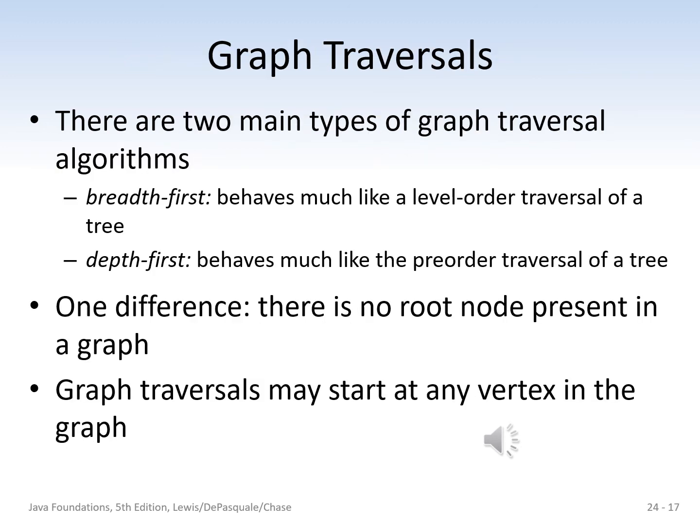There are two main categories or types of graph traversal algorithms. Breadth first, which behaves much like a level order traversal of a tree. We'll go over each of these. And depth first, which behaves much like the pre-order traversal of a tree. However, there is one difference between a tree and a graph. There is no root node present in a graph. So graph traversals don't have to start at the root. They can start at any vertex in the graph.